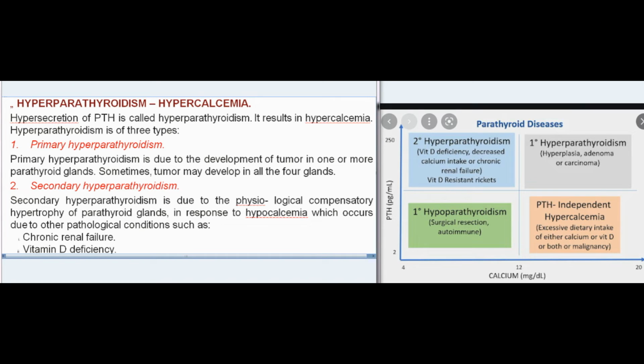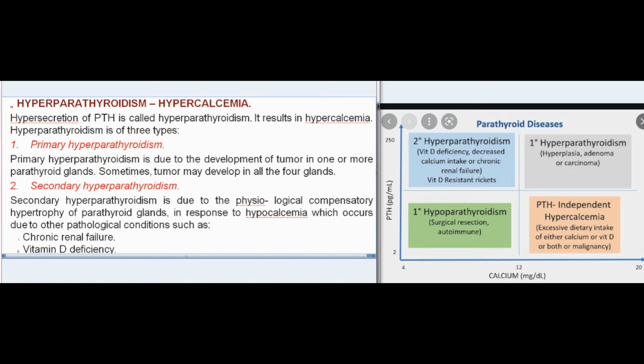Hyperparathyroidism, hypercalcemia. Hypersecretion of PTH is called hyperparathyroidism. It results in hypercalcemia. Hyperparathyroidism is of 3 types. Primary hyperparathyroidism is due to the development of tumor in one or more parathyroid glands. Sometimes, tumor may develop in all the 4 glands.